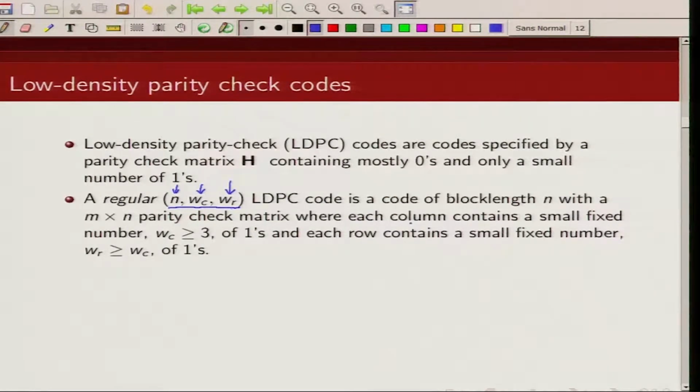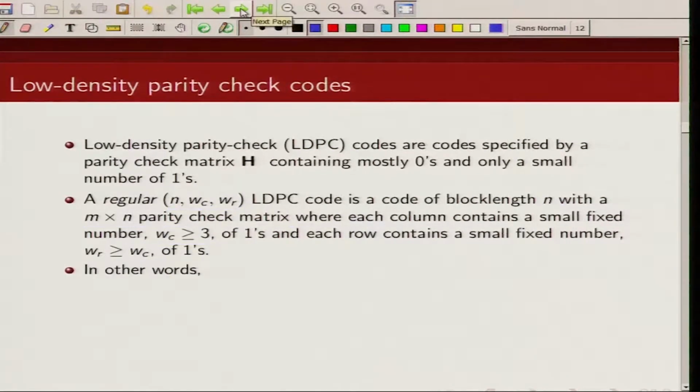So, we can describe it by a low density parity check matrix of M cross n, where each column has a fixed number of ones, and that is W_C, and that has to be greater than or equal to 3. This has to do with distance properties of LDPC codes. Each row has W_R number of ones, where W_R is greater than or equal to W_C.